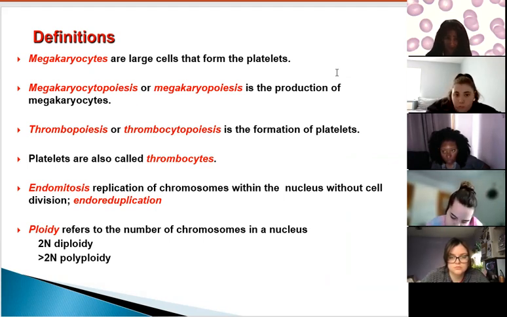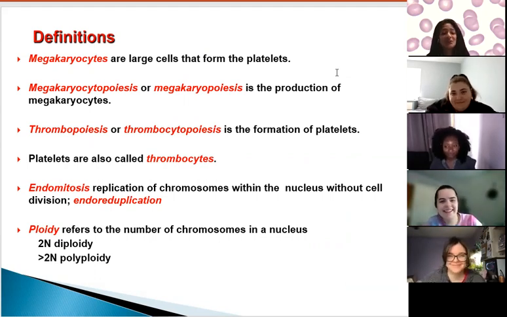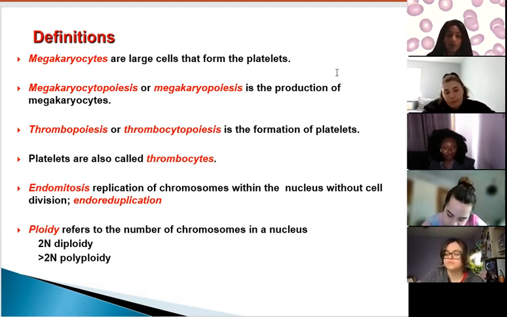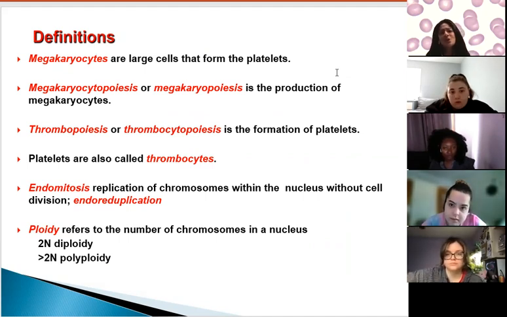Endomitosis, I'm pretty sure you have read about this. Endomitosis is the replication of chromosomes within the nucleus without actual cell division. It's also called endoreduplication. So the chromosomes are replicating, but there is no cell division. Typically, during mitosis, you have cell division and then you have the replication of chromosomes. But with megakaryocytes, that's not happening. That's why megakaryocytes are very special cells.